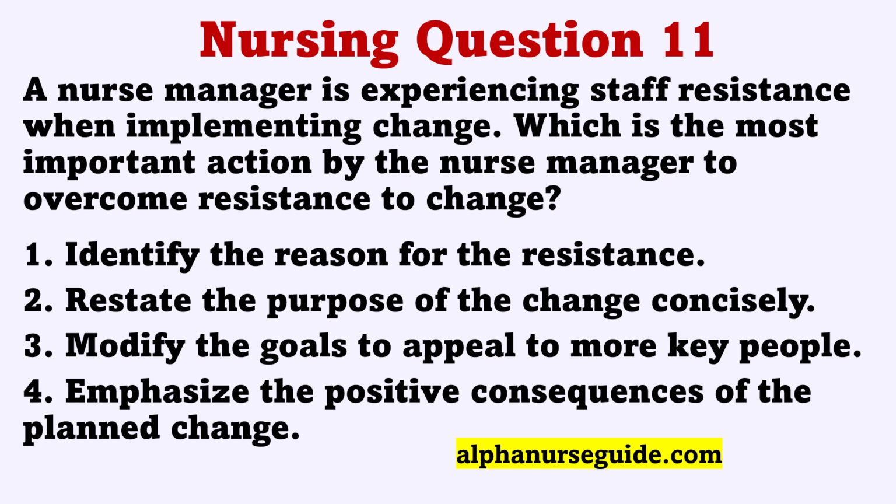Although it is important to state the purpose of the change clearly and concisely, another option is a more important action that can be implemented by the nurse manager to overcome resistance to change. Modifying a goal compromises the integrity of the planned change. All ramifications associated with the change should be explored before beginning, and all contingencies planned for, so that modifying a goal will be unnecessary. Although emphasizing the positive consequences of the planned change might be done, another option is a more important action that can be implemented by the nurse manager to overcome resistance to change.